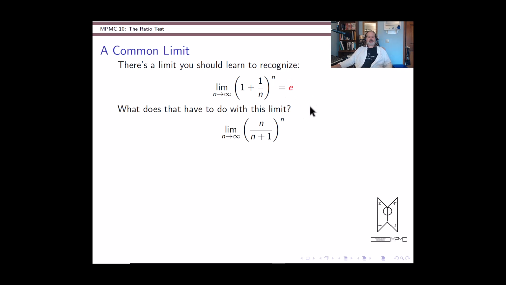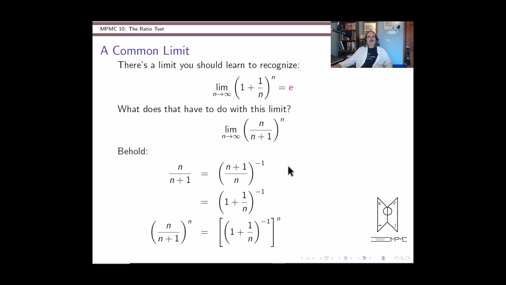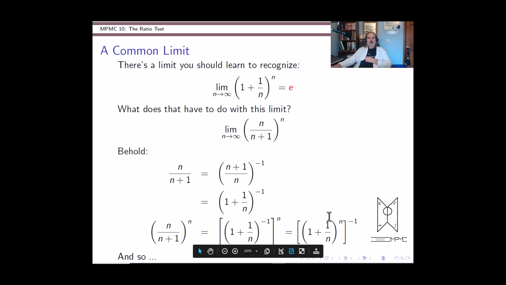Now, what does that have to do with the limit we're working on? Well, watch this. n over n plus 1, which is what we are working on, is the reciprocal of (n plus 1) over n. (n plus 1) over n can be expanded out to 1 plus 1 over n. Okay, so n over n plus 1, like we have in our limit expression, raised to the n, is the same thing as the reciprocal of 1 plus 1 over n raised to the n. With those two powers, I can reverse them so that now I've got the reciprocal of (1 plus 1 over n) to the n, and now looky there.